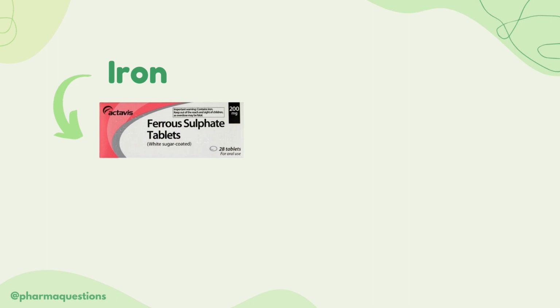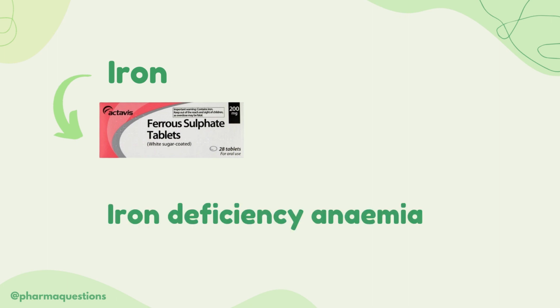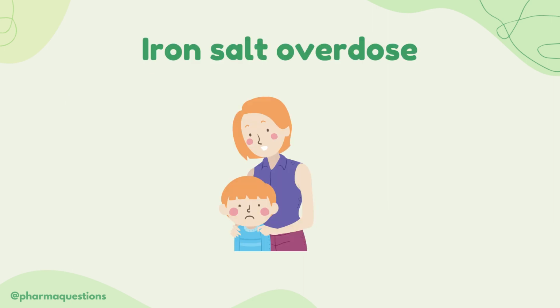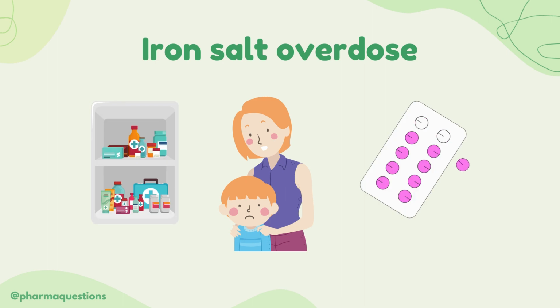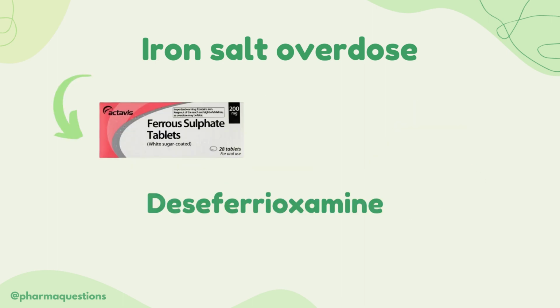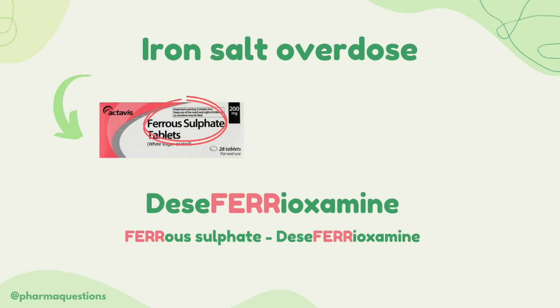Let's begin with iron. Iron or ferrous sulfate is used to treat iron deficiency anemia. Iron overdose is pretty common, especially in children as they manage to get into their parents' medicine cabinets or drawers. The antidote for iron overdose is desferrioxamine, and I know what you're thinking, this is a pretty long name and how on earth are you going to remember this? Well, I remember this as iron is also known as ferrous sulfate, and the word fer also appears in the name of the antidote too, as highlighted now.